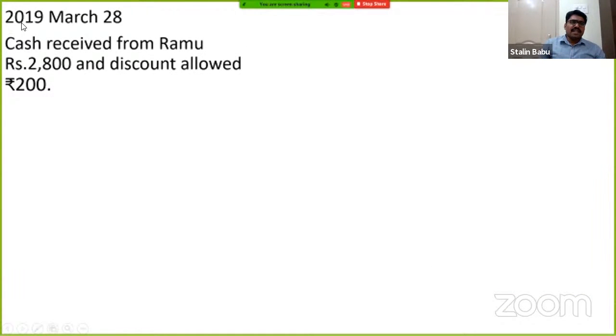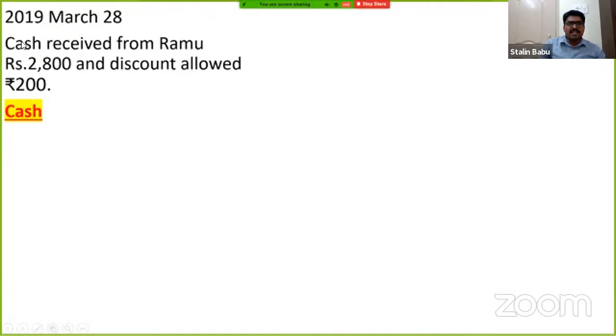On 2019, March 28, cash received from Ramu rupees 2,800 and discount allowed rupees 200. See, this is also a compound entry. Cash received from Ramu. So what is coming into the business? Cash. Who is the giver of the cash? Ramu. And discount allowed. So the three accounts involved are cash account, Ramu account, and discount account.